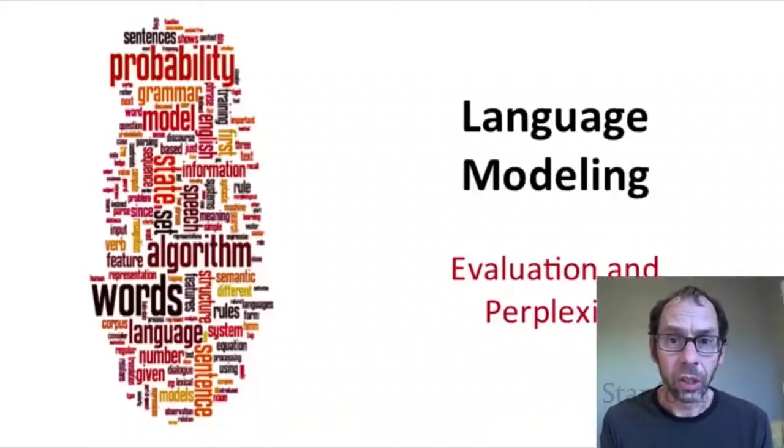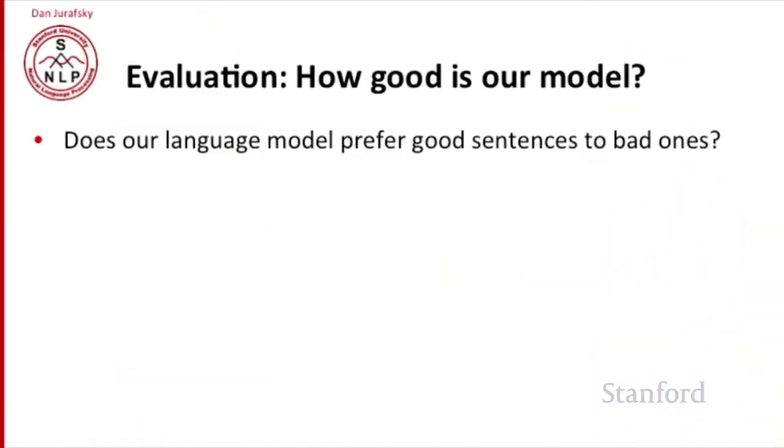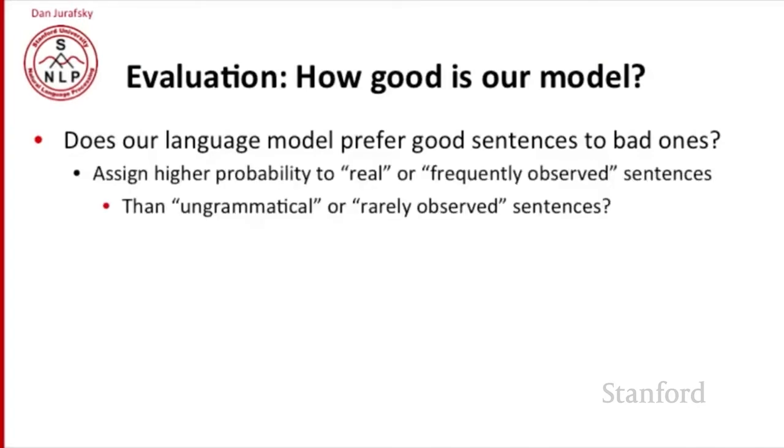Every natural language processing tool has to be evaluated, and language models have to be evaluated as well. What does it mean for a language model to be a good language model? In general, we say a good language model is one that is better at finding the good sentences and liking them more than the bad sentences. Or more specifically, we want to assign a higher probability to real or perhaps frequently observed sentences than ungrammatical or impossible or at least rarely observed sentences. So that's the goal of evaluating a language model.